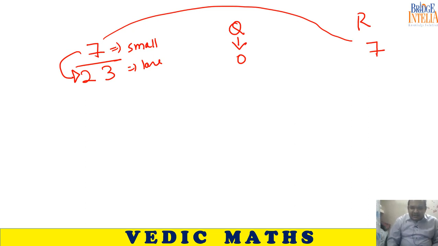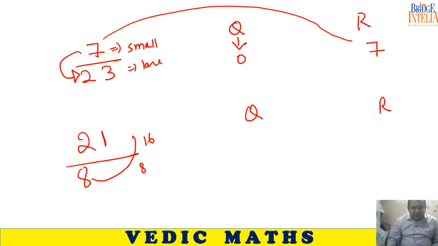If I say divide 21 by 8, what is the quotient? What is the remainder? 8 twos are 16, so 8 into 2 is 16. Therefore the quotient is 2. Two times complete division will take place. Even after complete division, 5 extra remains. So 5 is the remainder.